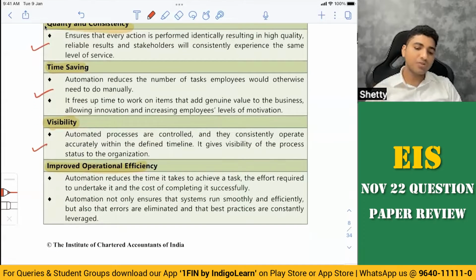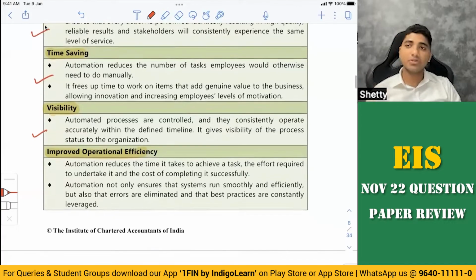Third thing is visibility. What is this visibility? As long as the human is doing certain things, the management will not be able to see what this person is actually working on. One person can pretend that he is working on certain things, but he may not actually work. But when you automate the process, even the top level management has visibility of what exactly is happening with the lower level employees or operational employees.